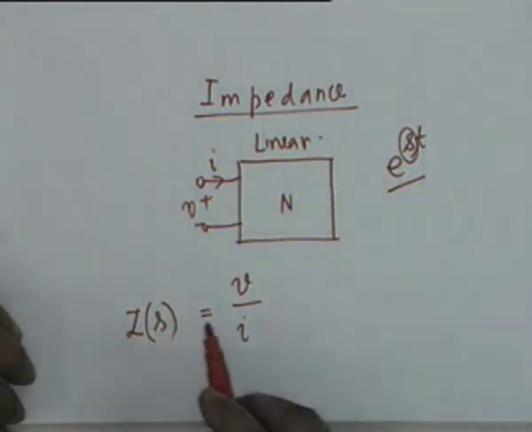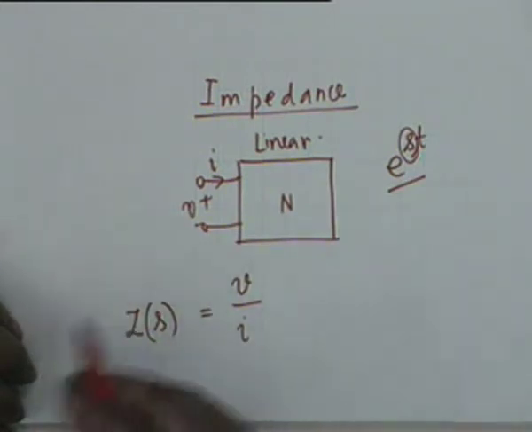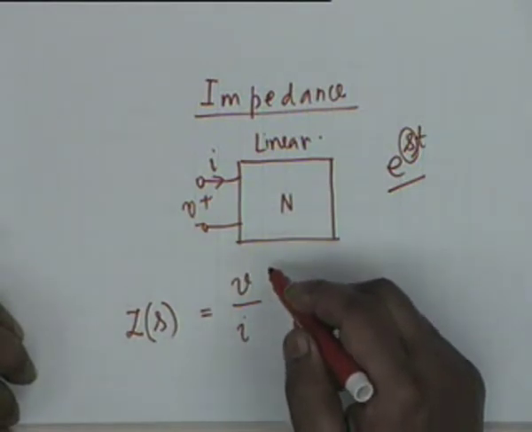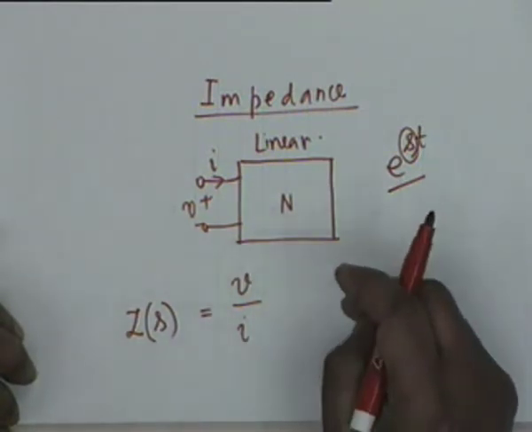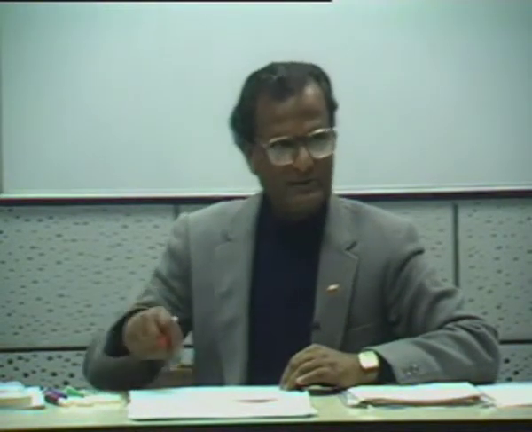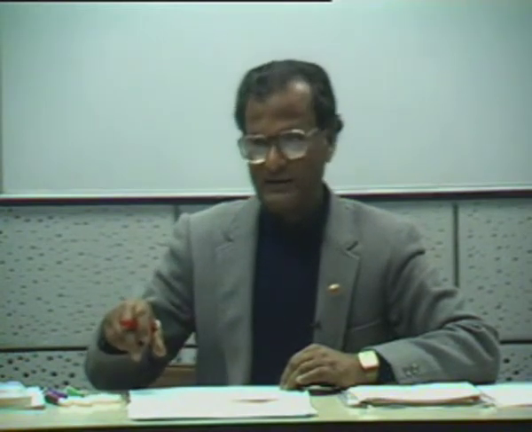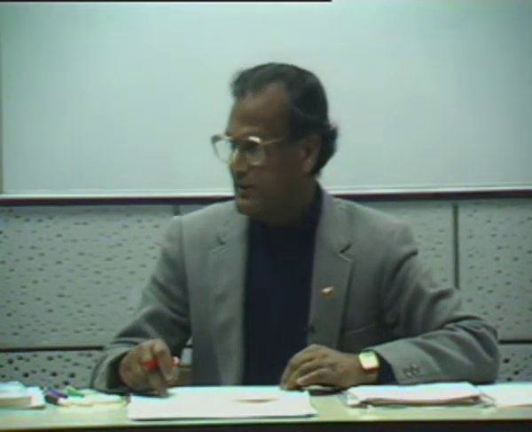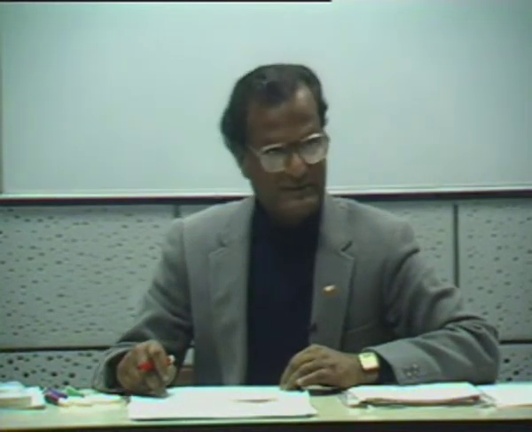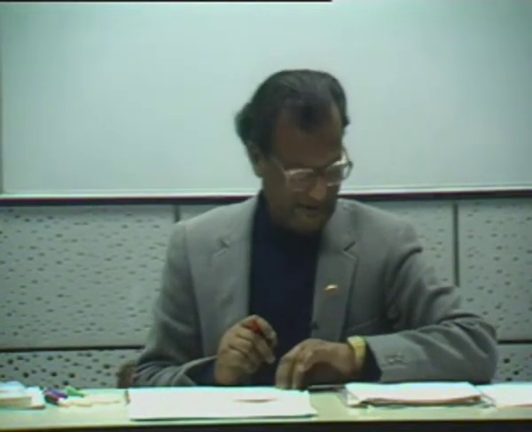The impedance of any linear two-terminal network is the ratio of voltage to current, provided the excitation, either the voltage or the current, is of the form e to the power st. Is that clear? It is not true for any arbitrary excitation. Excitation must be exponential. Only then the ratio of V to I is called an impedance.